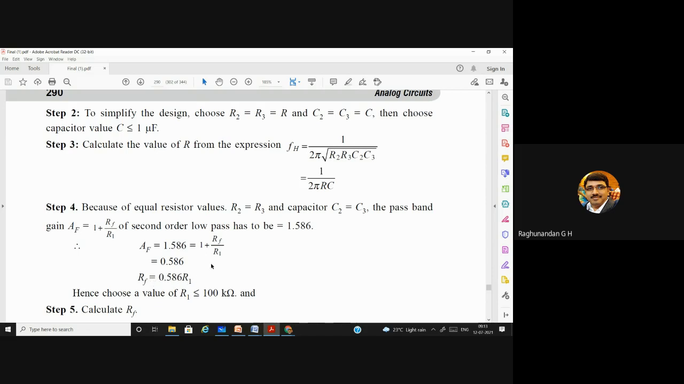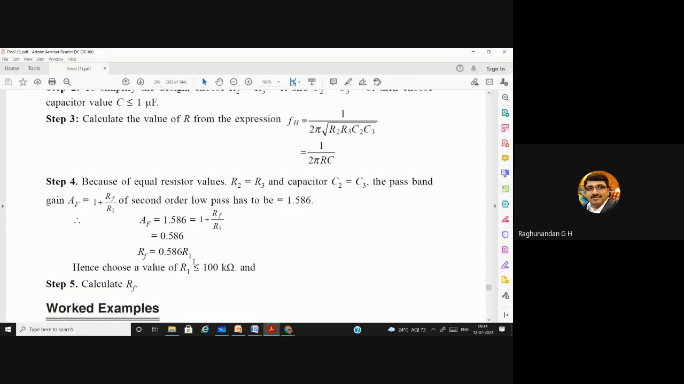So we will choose R1 which is lesser than or equal to 100 kilo ohm. In that range we are going to consider, because RF should be greater than R1, because it is going to give some gain. The circuit is not only filtering, it is also providing some gain. That's why we need to choose R1 at higher value. Then obviously RF will be that much times higher. So finally we are going to calculate RF.